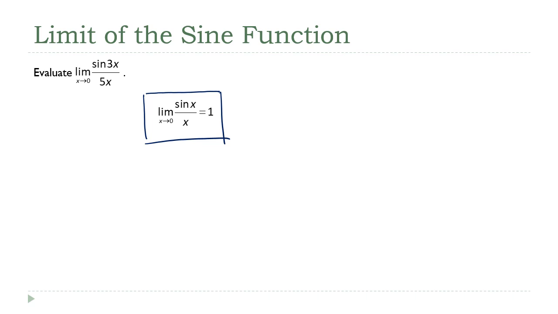So to do this, let's start with the original limit. I need to make it look like the limit in my formula. I need it to be the sine of something divided by that same something. I can't have 3x in the top and something different like 5x in the bottom. So to make this happen, I'm going to start by taking that 5 that's in the denominator and factoring it out. That's one of my limit properties.